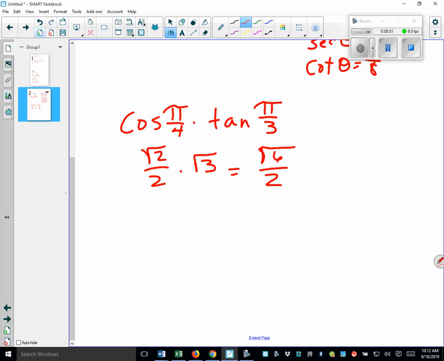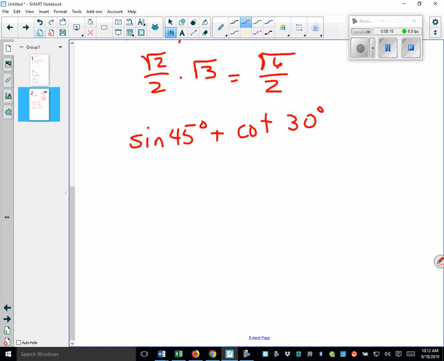What if I did sine of 45 degrees plus cotangent of 30 degrees? What's sine of 45 degrees? It's the same as cosine. That's why that one's easy to remember. Sine and cosine are the exact same thing. What are they? 45 degrees, radical 2 over 2. Radical 2 over 2. What's the cotangent of 60?